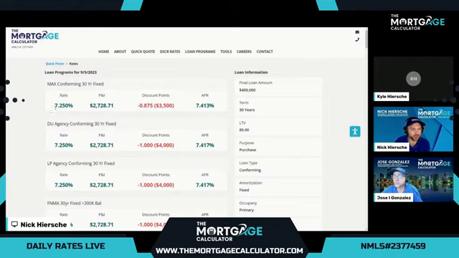Looks like it's up just a touch from what it was last week, 7.25, 0.875 discount points and cost, puts our final APR at 7.413. So it's still lower than it was there at the peak last week and the week before, but hopefully we see some more downward momentum here after the market stabilizes.